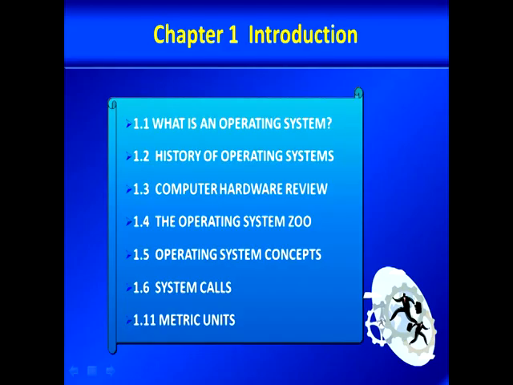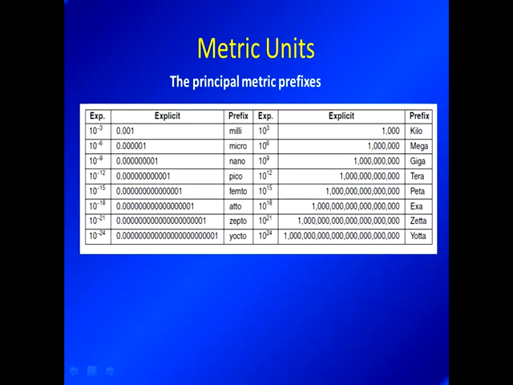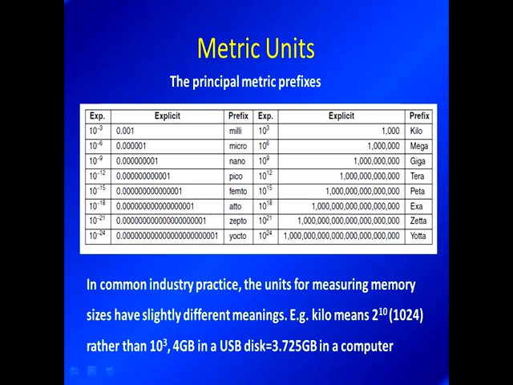Okay, so next we need to talk about the metric units. We have to explain the difference between the manufacturer's industry practice and the units used in the computer. Because as you know, in a computer, 1 kilo means 2 to the power of 10, right? It's actually, in decimal, 1024.